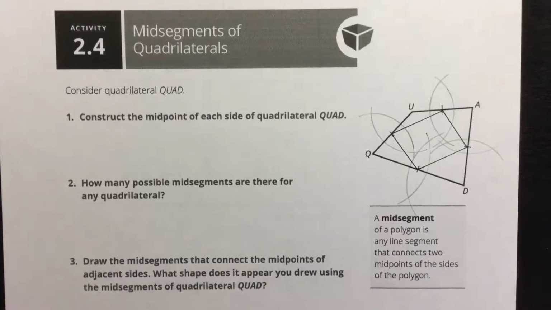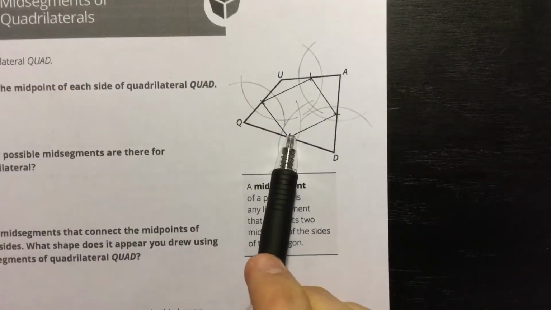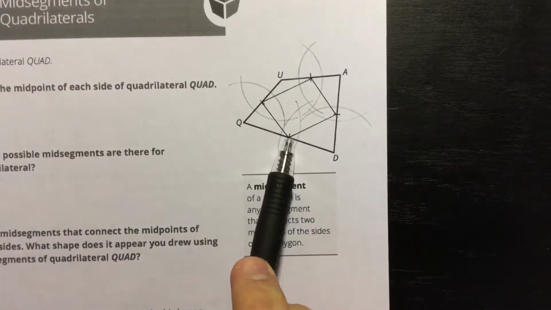We are in packet 2, module 1, lesson 2, looking at activity 2.4 here. We're just going to jump right into it. So we're looking at this quadrilateral quad, which is over here. You can see I've already done some constructions on it. I do this just to save time.